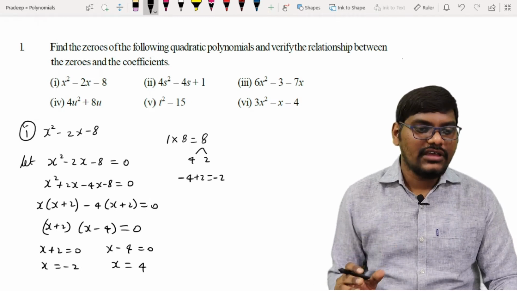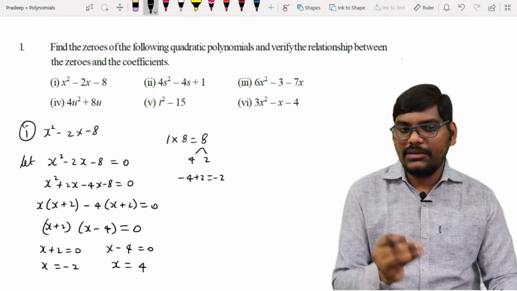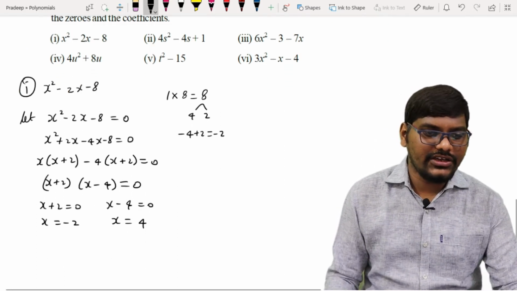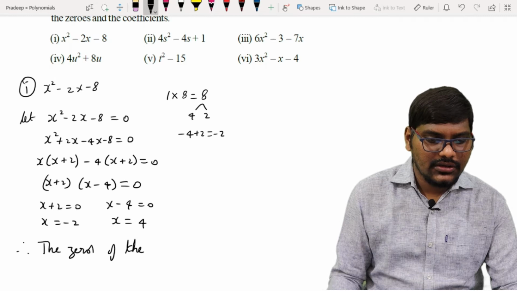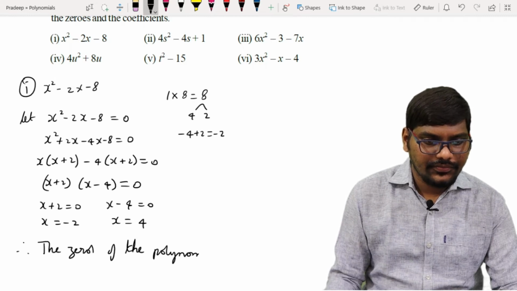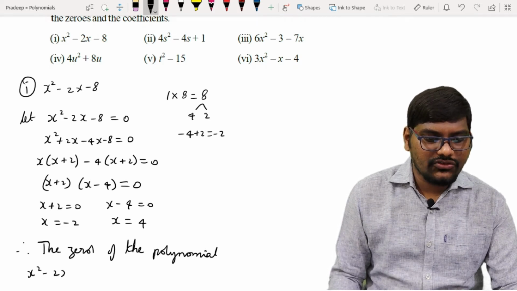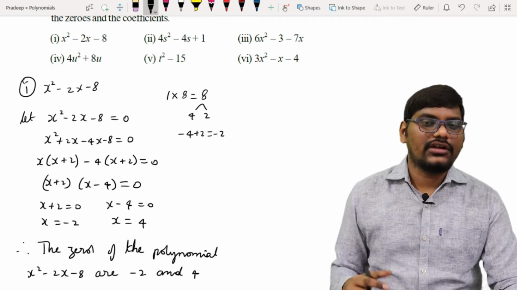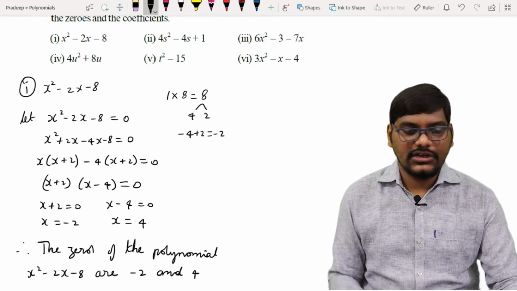So for the given polynomial we got the 2 zeros, x equal to minus 2 and x equal to 4. Therefore, the zeros of the polynomial x square minus 2x minus 8 are minus 2 and 4. Now we have to find the sum of the zeros and also the product of the zeros, so we'll do that now.